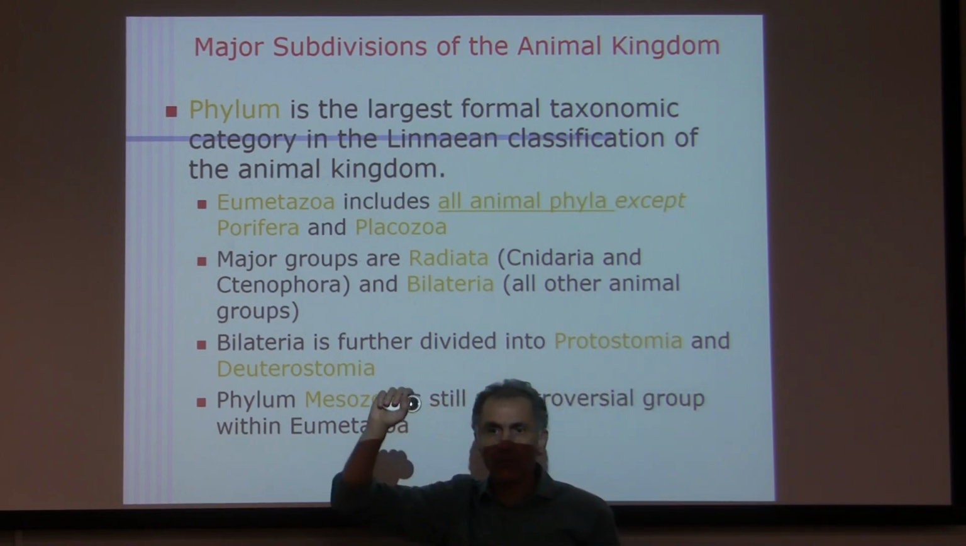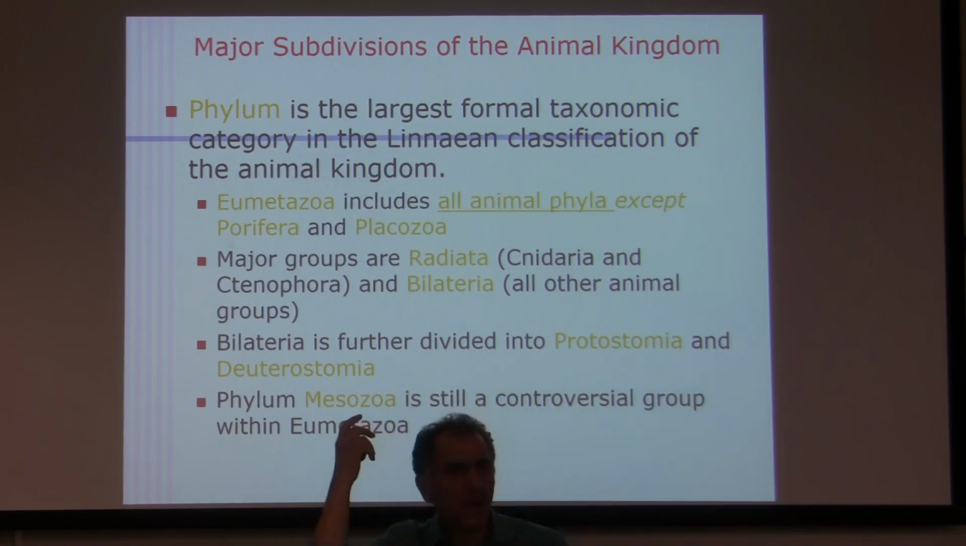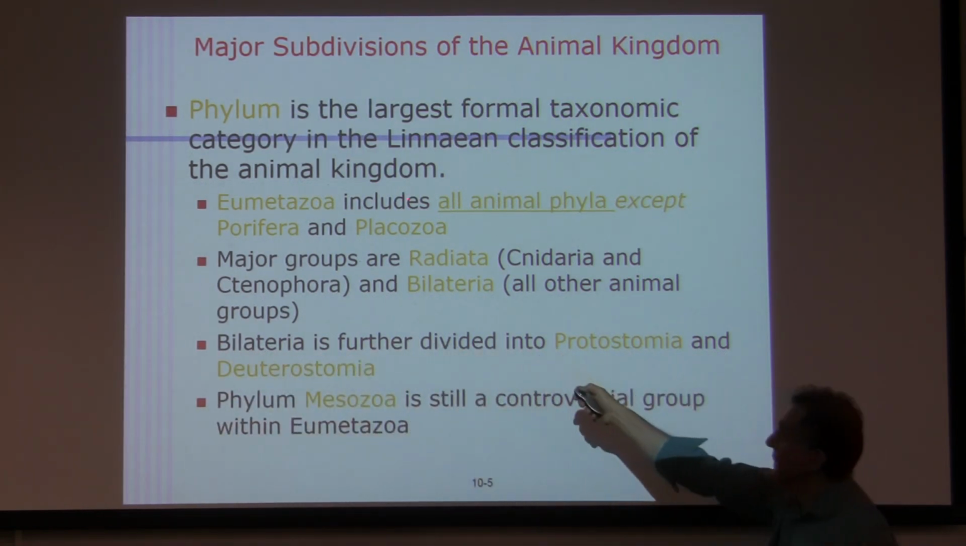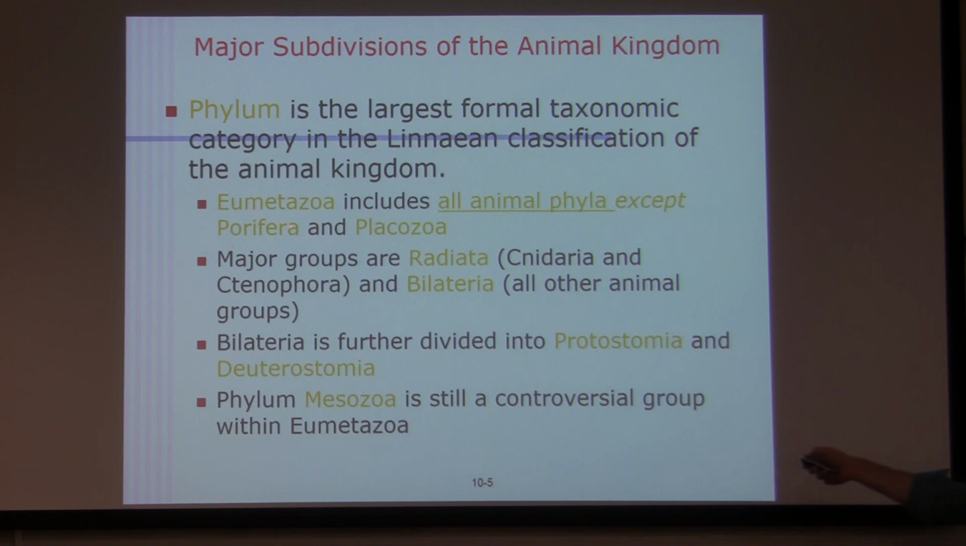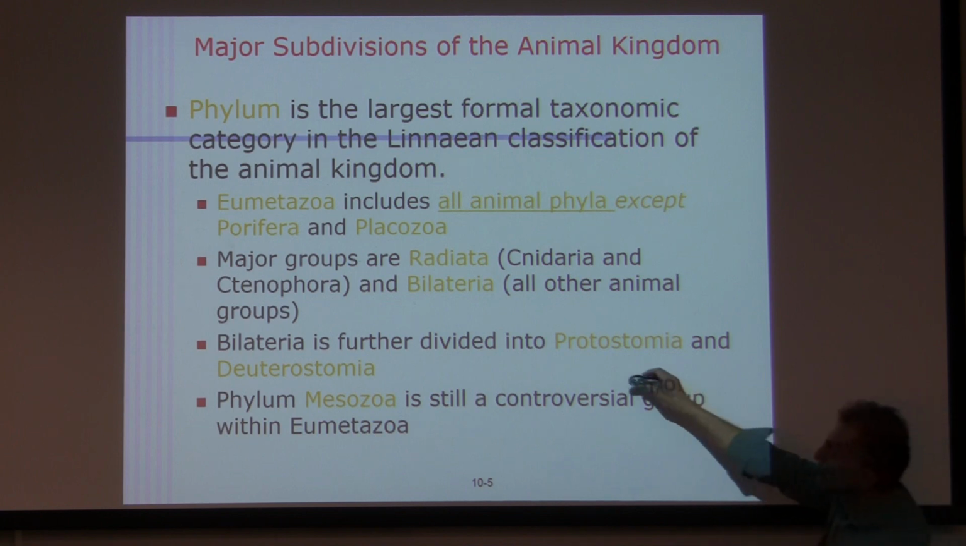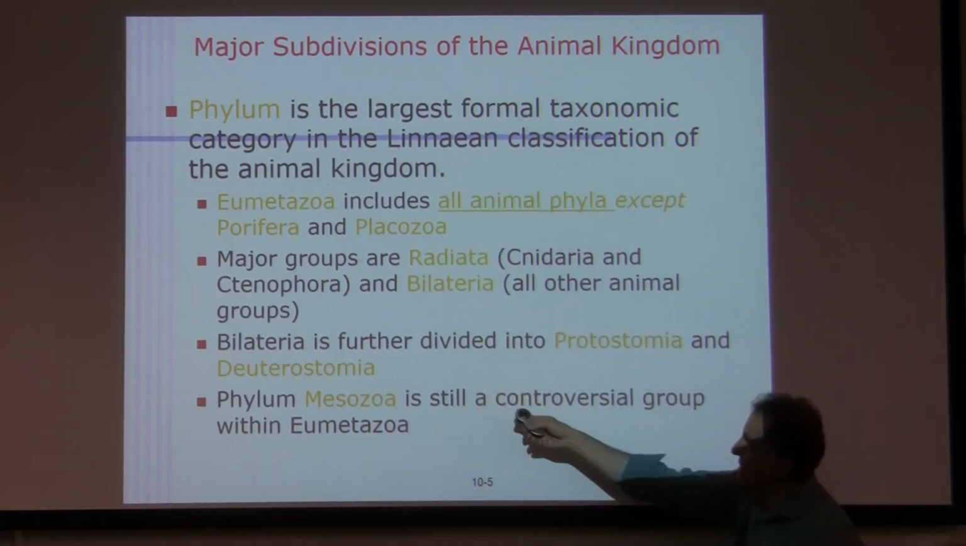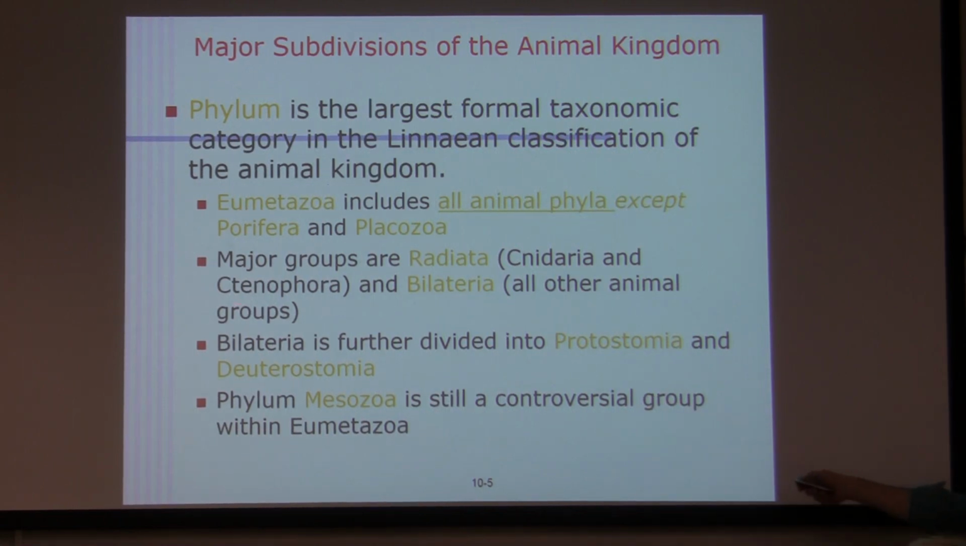Eu at the beginning of a word means true. Okay, true animals. So they call them Eumetazoa or Metazoa. And then the major groups are Radiata, which is Cnidaria and Ctenophora, and Bilateria are all animal groups. We'll get to these two a little bit later on. Bilateria is further divided into protostome and deuterostome animals, which you're already familiar with.